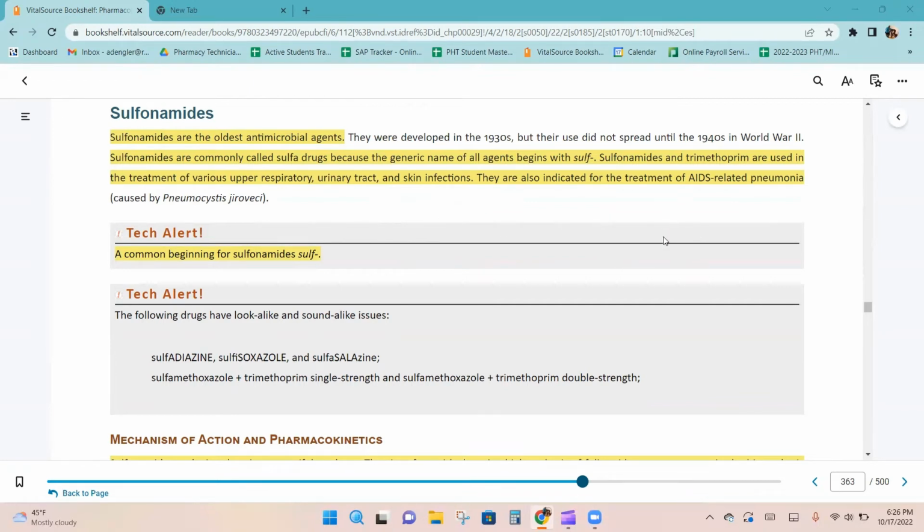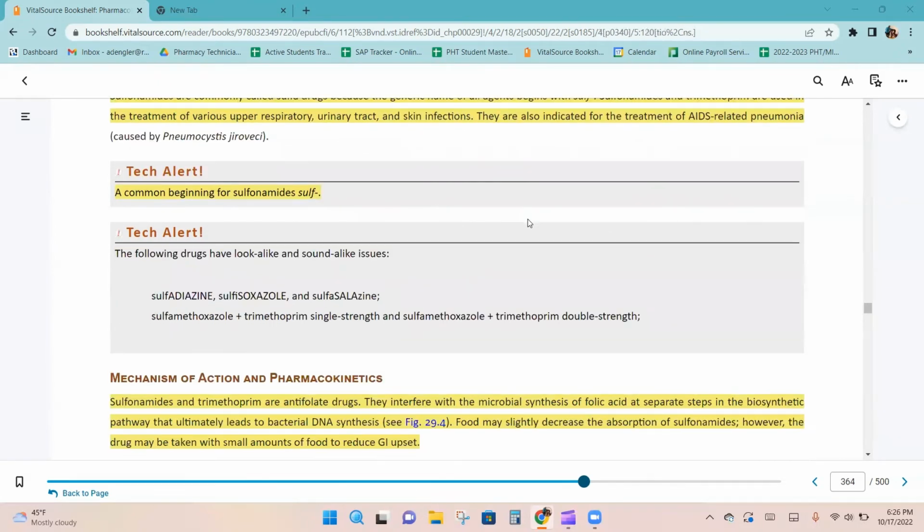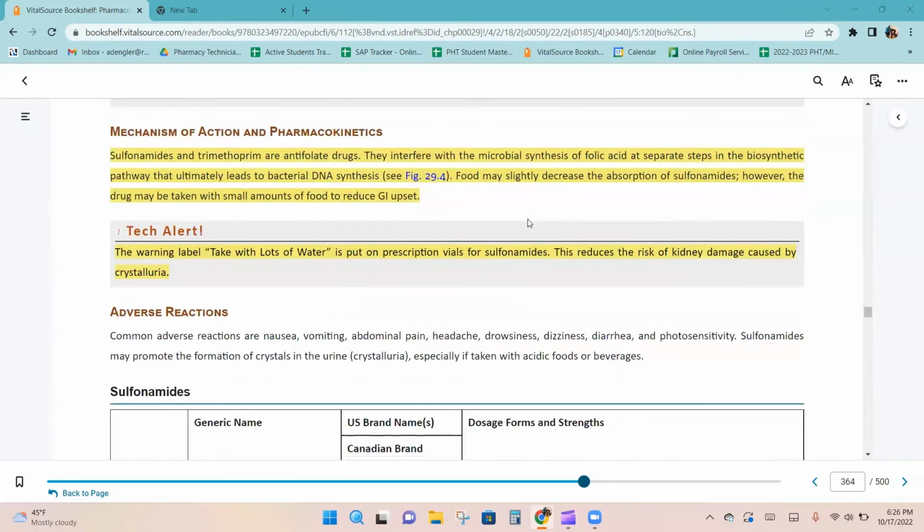Sulfonamides and trimethoprim are used in the treatment of various upper respiratory, urinary tract, and skin infections. They are also indicated for the treatment of AIDS-related pneumonia. Sulfonamides and trimethoprim are antifolate drugs. They interfere with microbial synthesis of folic acid at separate steps in the biosynthetic pathway that ultimately leads to bacterial DNA synthesis. Food may slightly decrease the absorption of sulfonamides.